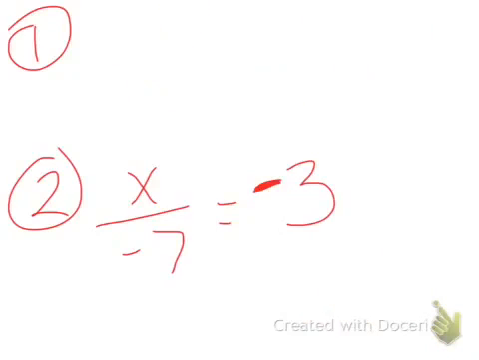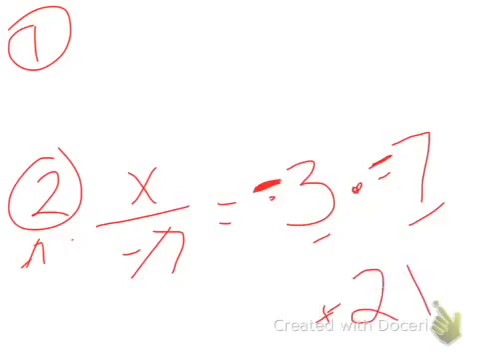Let's look at number 2. First thing we need to do is get that x alone. What are we doing to x? We're dividing it by negative 7, so we need to do the opposite to both sides. So we take it times negative 7, that'll cross that out. So we're going to take this side times the negative 7. So we have negative 3 times negative 7. Remember, two negatives make a positive. So our answer is going to be positive, and 3 times 7 is 21. So our answer is 21.